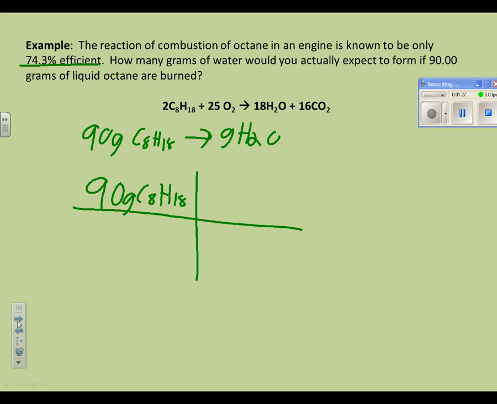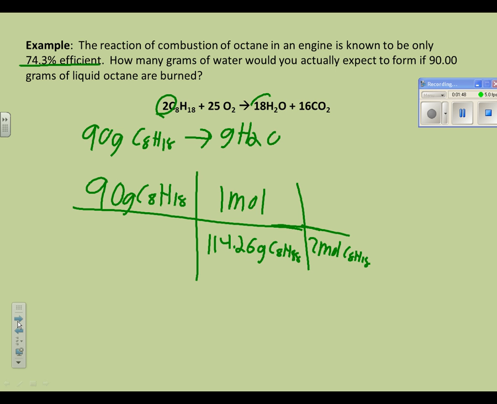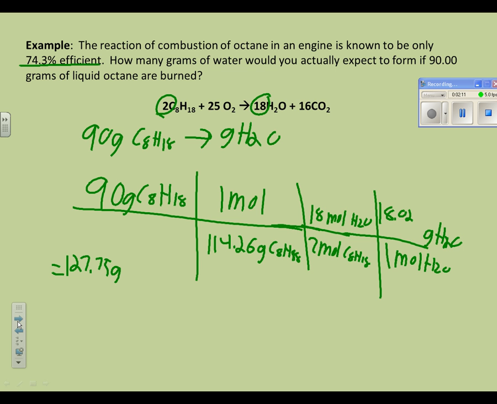We are in grams, so we're going to use molar mass as a conversion factor, which is 114.26 grams in every 1 mole. The next step is the mole ratio. We have our mole of our given, which is 2, to our moles of our destination, which is right here, 18 moles of water. Now we convert away from moles. We have 1 mole of H2O. We're going to grams of H2O. So we're going to use the molar mass of H2O, which is 18.02, one you should have memorized by now. Do that math, and that gives you 127.75 grams of H2O. Now that is your theoretical yield.